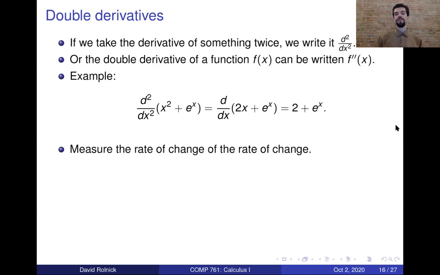So what is a double derivative? It's measuring the rate of change. So the derivative is like the rate of change. It's the slope, the rate at which something is changing. It's measuring the rate of change of the rate of change.